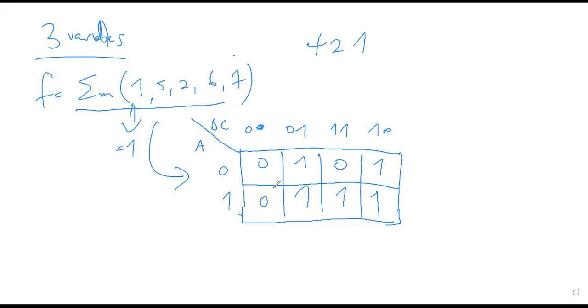Good for you. All right, 0101 0111. I think we are okay. This is our Karnaugh map.